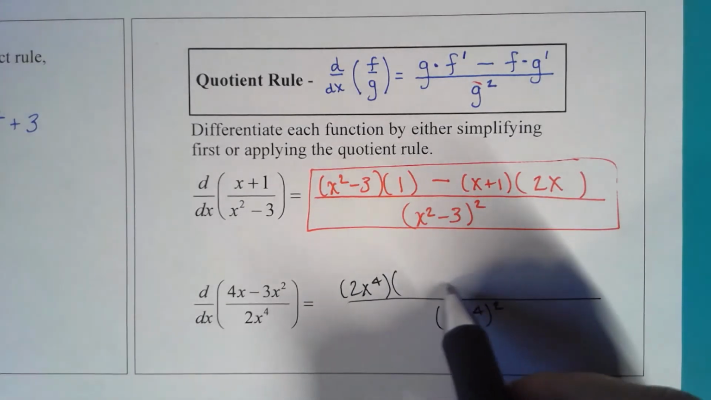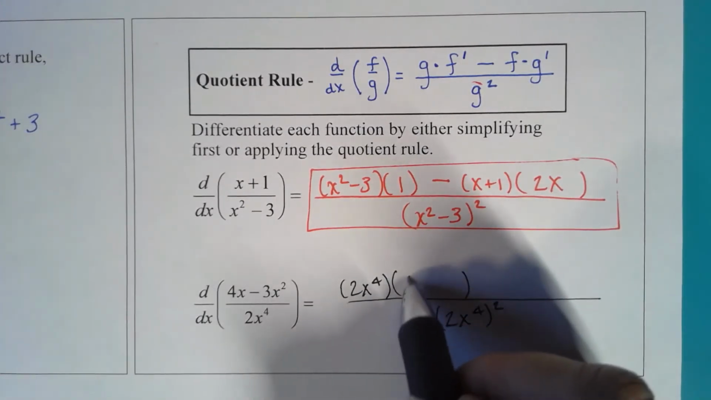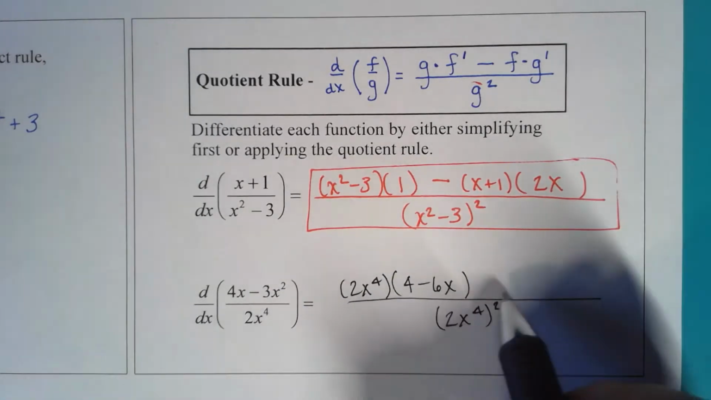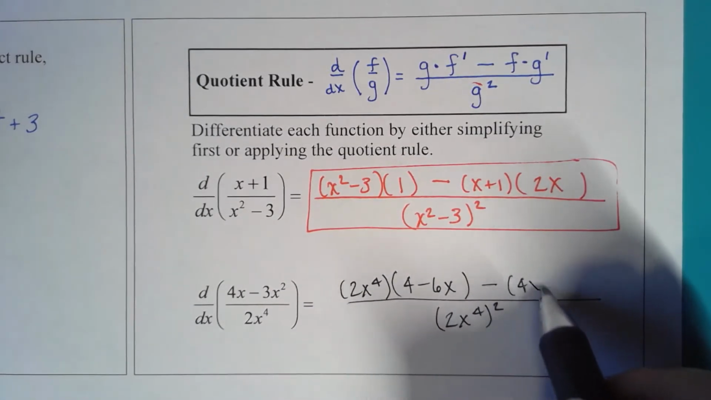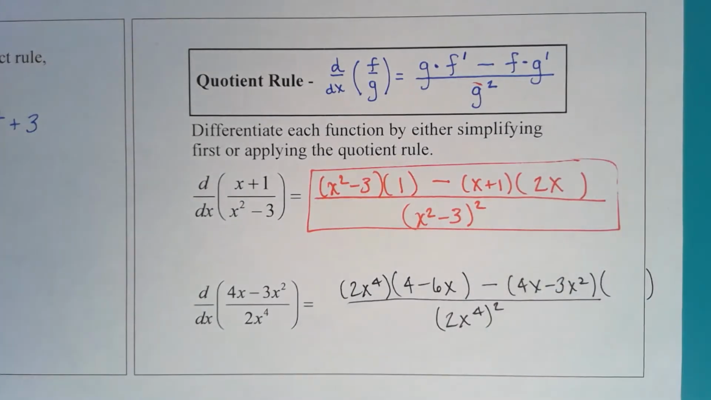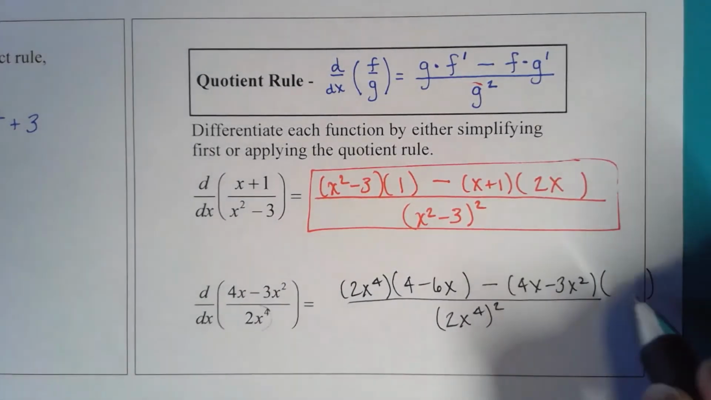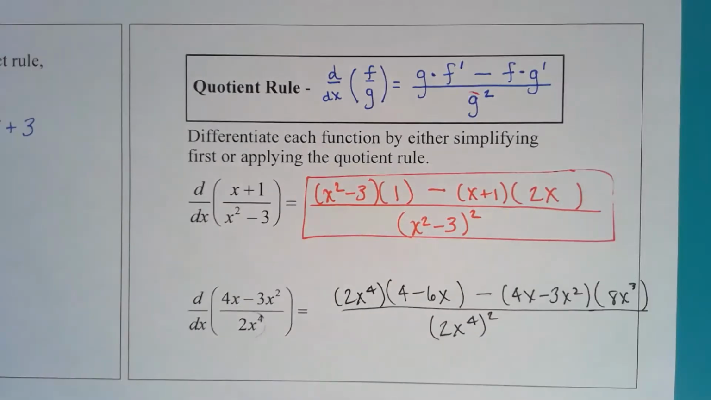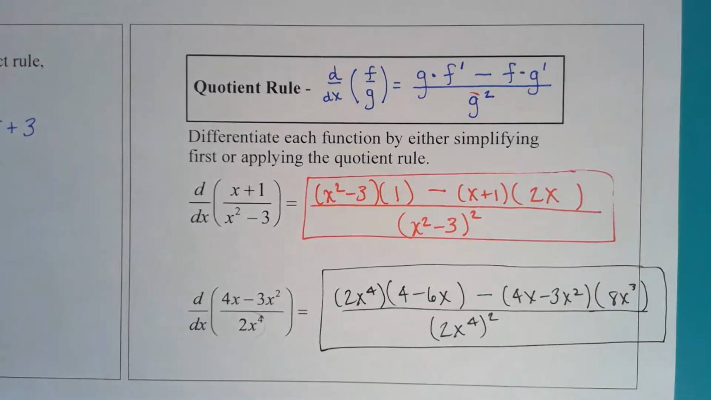I'm going to multiply that by the derivative of the top, which is 4 minus 6x, minus the top, which is 4x minus 3x squared, times the derivative of the bottom, which is 8x cubed. I didn't see the quotient rule was going to look good in the end. It's just the only way sometimes to deal with quotients.